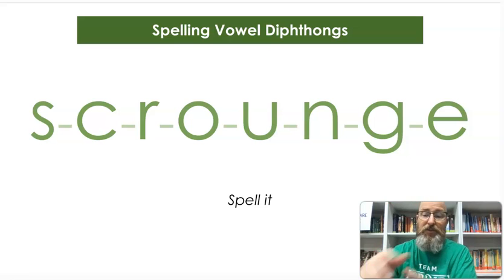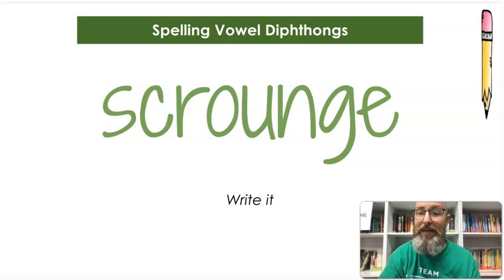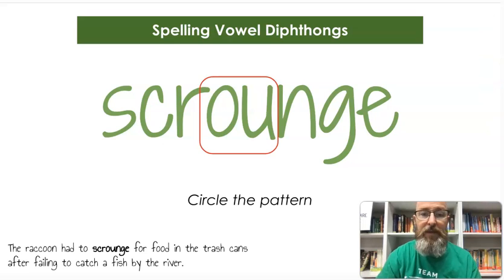S-C-R-O-U-N-G-E. Scrounge. And let's write it. S-C-R-O-U-N-G-E. Let's circle the pattern. The owl sound is spelled O-U. The raccoon had to scrounge for food in the trash cans after failing to catch a fish by the river.